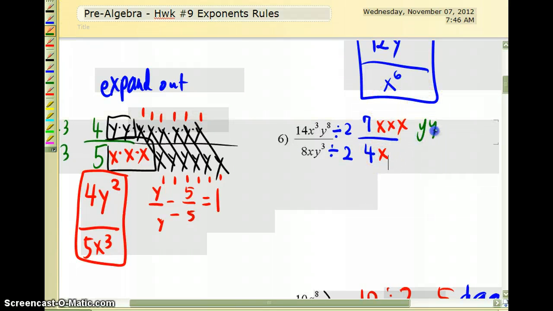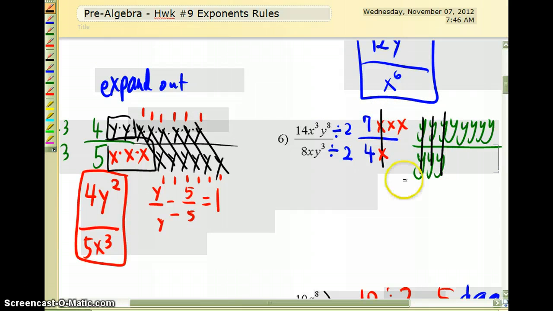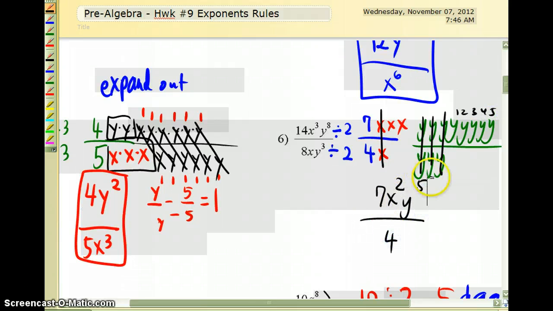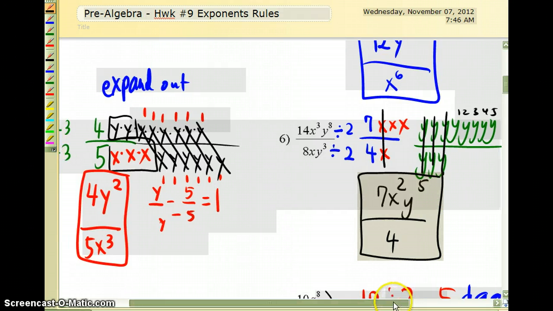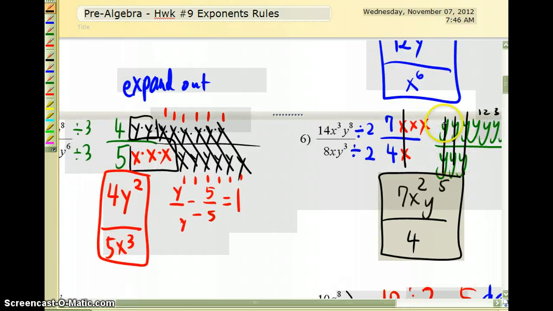In my numerator, I have 8 y's. In my denominator, I have 3 y's. I'm going to cross out and cancel out these 2 x's, these 2 y's, these 2 y's, these 2 y's. What I have left is 7x squared. Y's, I count 1, 2, 3, 4, 5 of them. Y to the 5th over 4 is the only thing left in the denominator, and there's my final answer. If you find that nothing is left in the numerator or the denominator, then 1 would go there. Because remember, when I cross these out, those are all 1s. 1, 1, 1, 1. Okay?